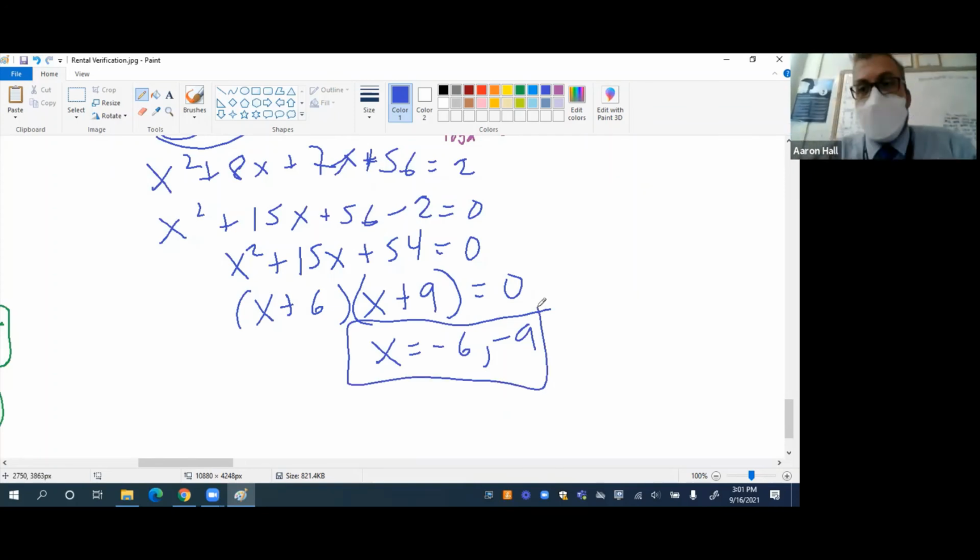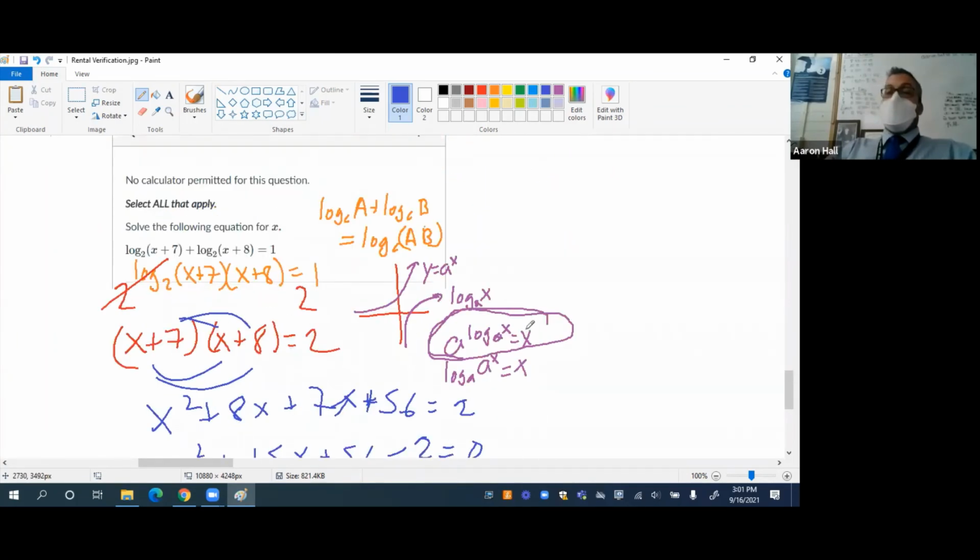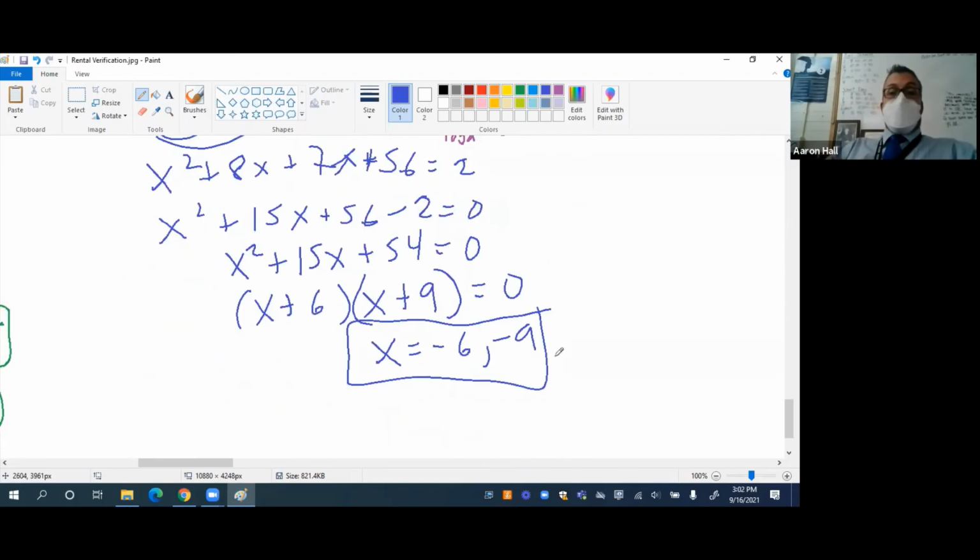Until I had some student, Thomas, wrote to me and said, Mr. Hall, one of these solutions doesn't work. Which of these doesn't work? This is called extraneous solutions. Do you remember that from last year? Extraneous solutions. It's possible to find a solution that's not a solution. So it's always a good idea to go back and check. They are called extraneous solutions. One of these doesn't work.